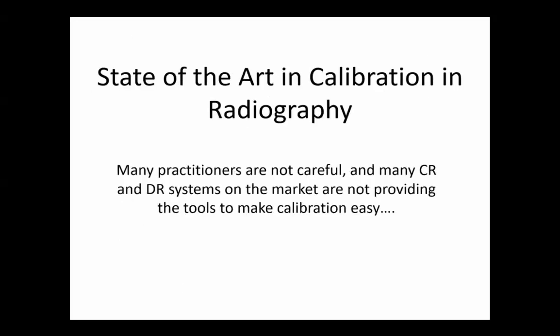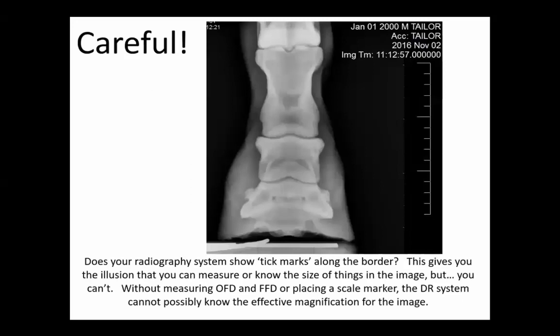Now, the state of the art in calibration of radiography. There are a lot of people getting modern digital radiography systems, or CR, which stands for computed radiography systems. Sometimes they are not easy to take a picture and measure things. So for one thing, some systems out in the world will show a reticle like this on the image. They'll show this sort of set of tick marks on the image, which will give you the illusion that you might be able to measure something in this image.